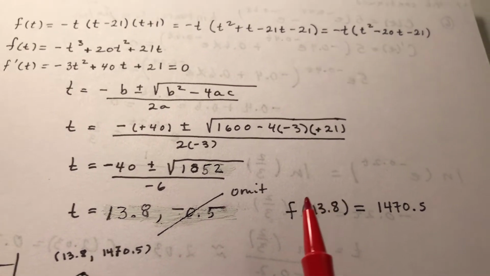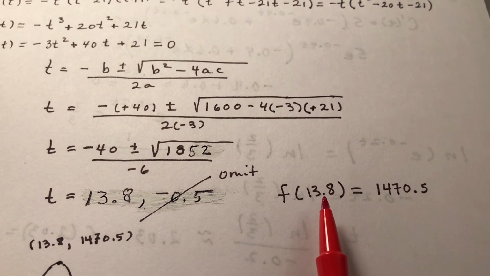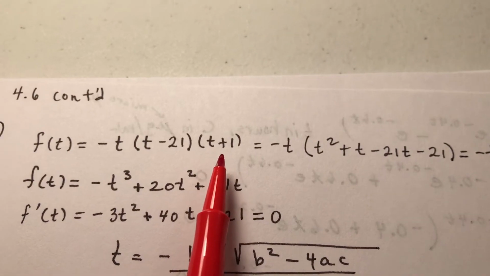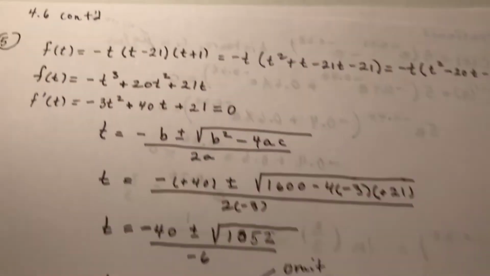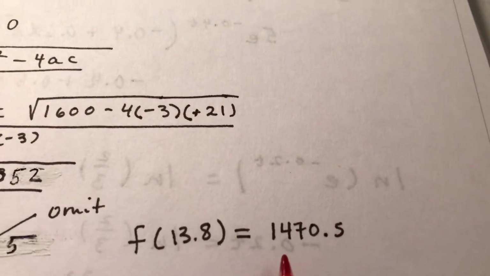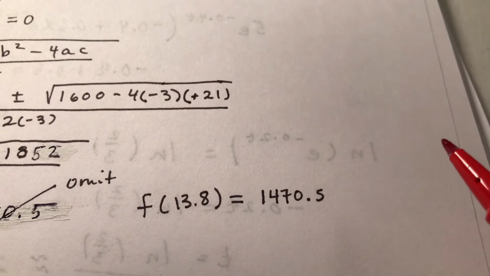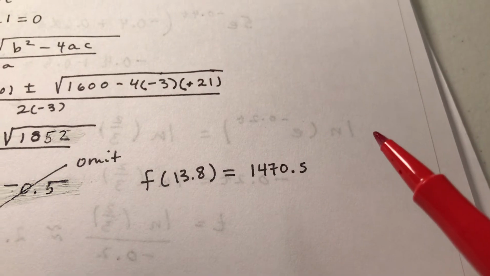And I'm also looking at the function value at 13.8, so I plug that back into this. Either you can plug it into this one, or you can plug it into this one. And you should get 1470.5. That's what I got. Now, to graph this.